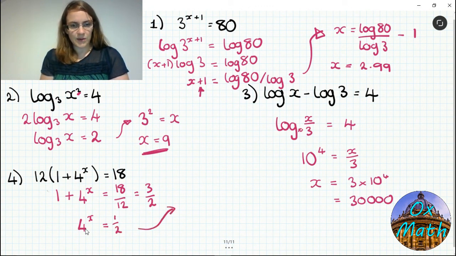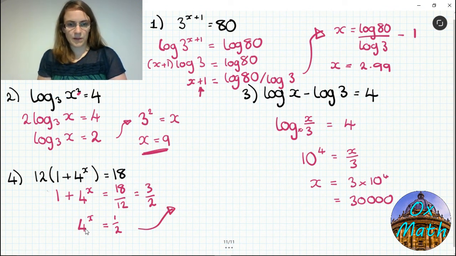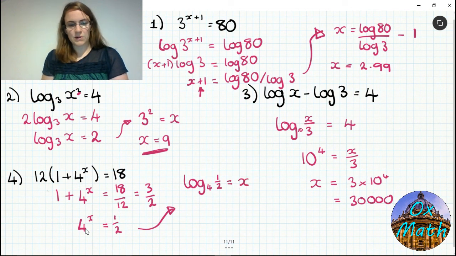I can now use my definition of logarithms to rearrange because I have a base and a power on its own. So that gives me log base 4, and I want to get a half, is equal to x. So if you type into your calculator log 4 half, that will tell you that x is equal to minus a half, or minus 0.5.